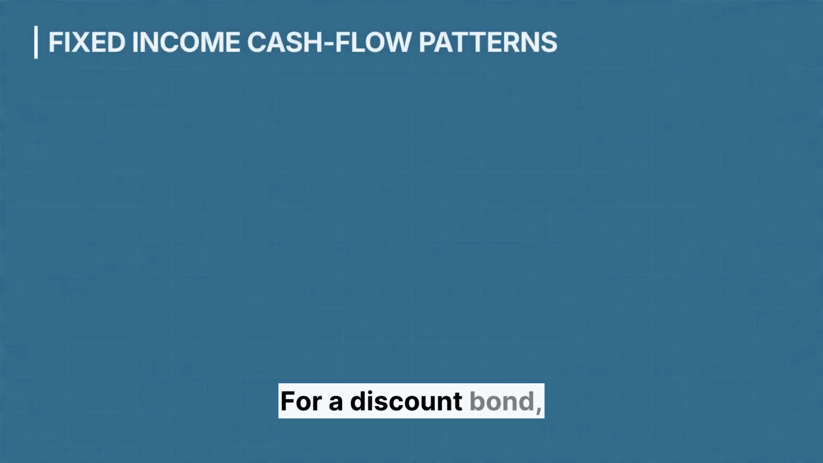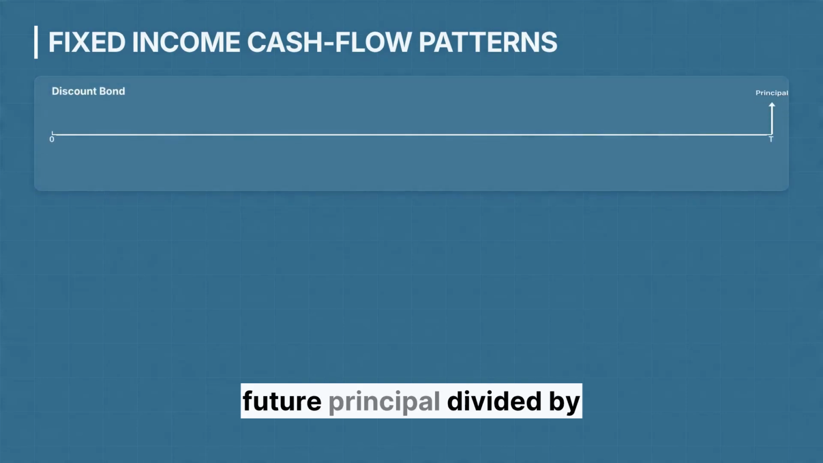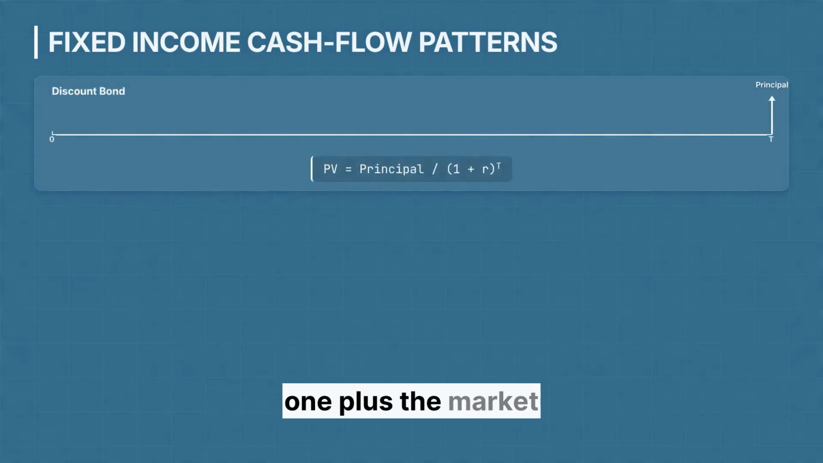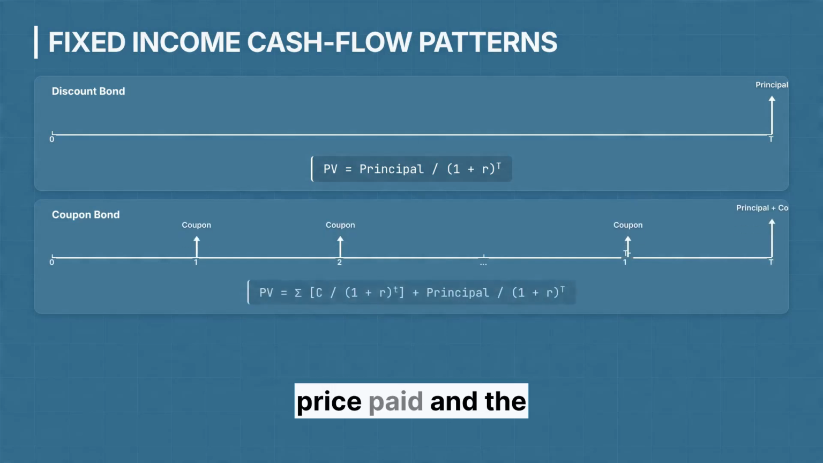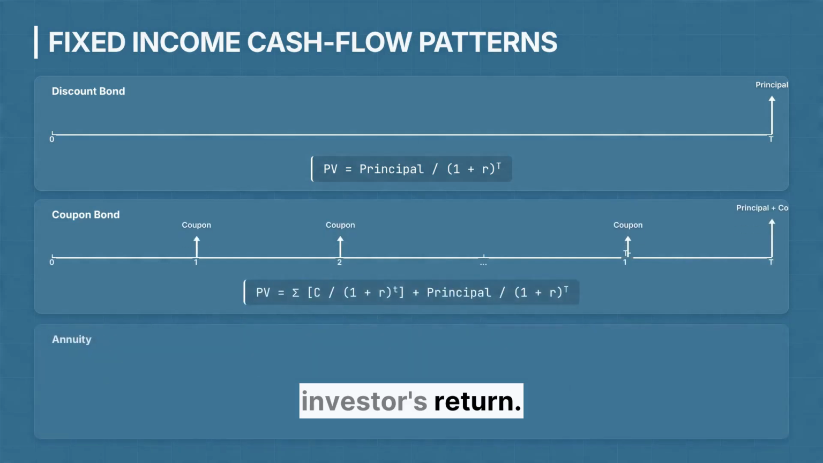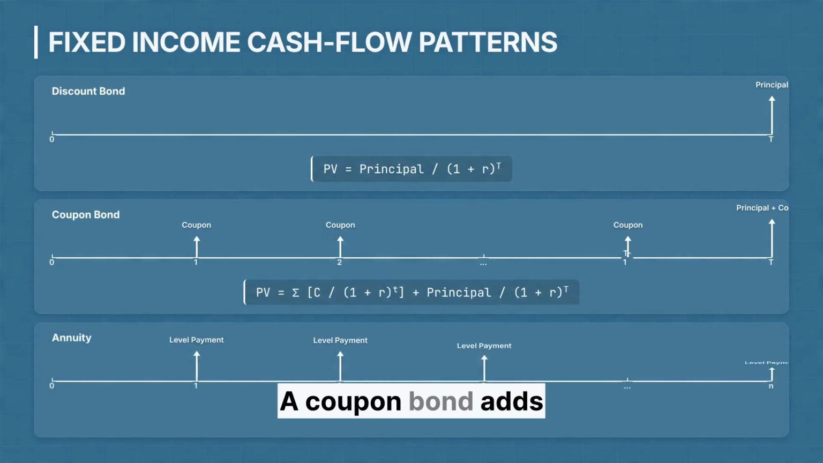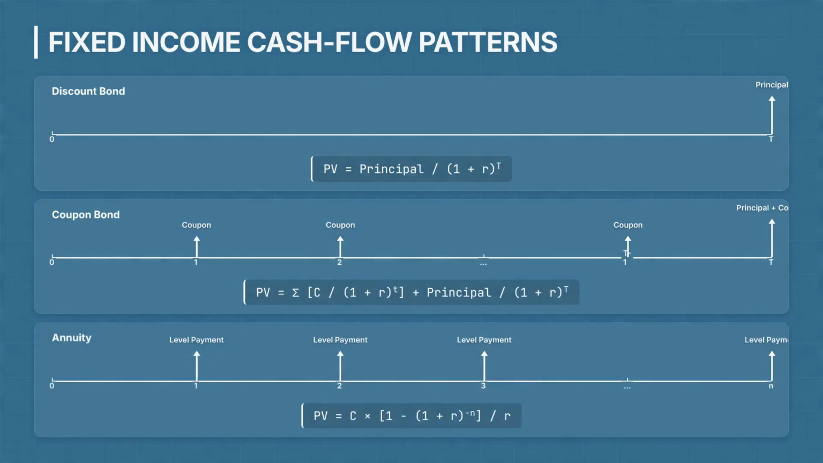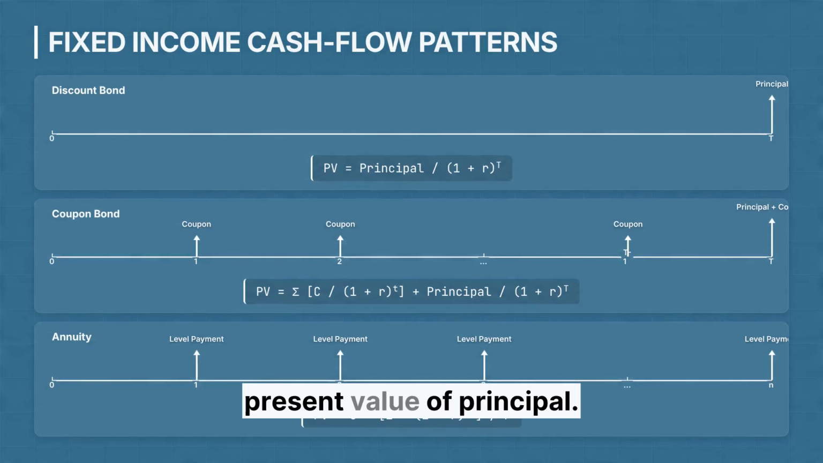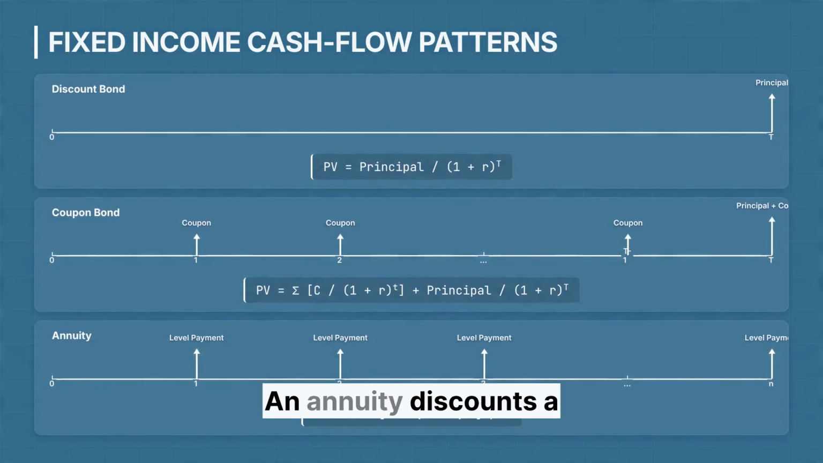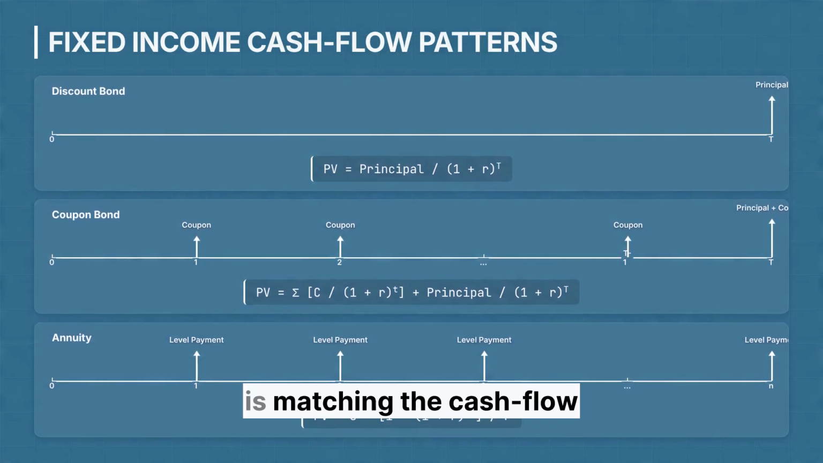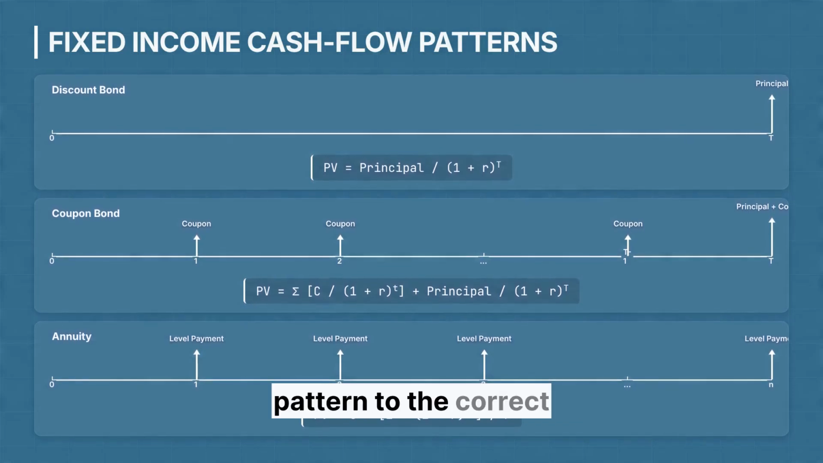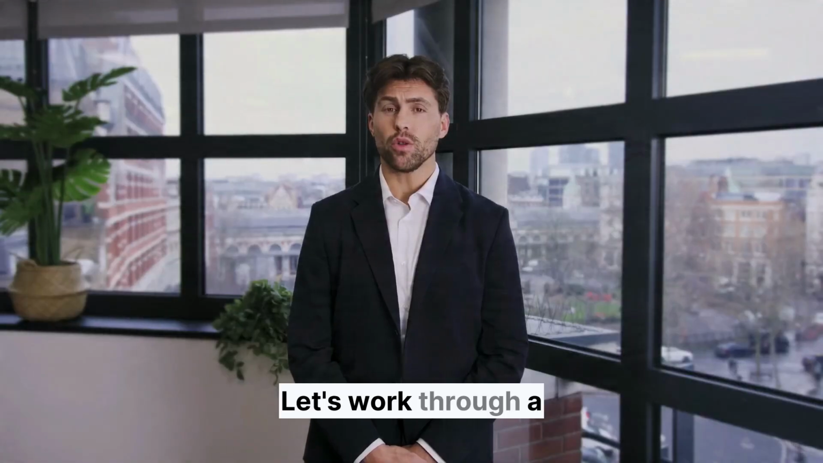For a discount bond, present value is the future principal divided by 1 plus the market rate raised to maturity. The difference between the price paid and the principal received is the investor's return. A coupon bond adds the present value of every coupon to the present value of principal. An annuity discounts a series of equal payments. The key exam skill is matching the cash flow pattern to the correct formula. Let's work through a discount bond question.